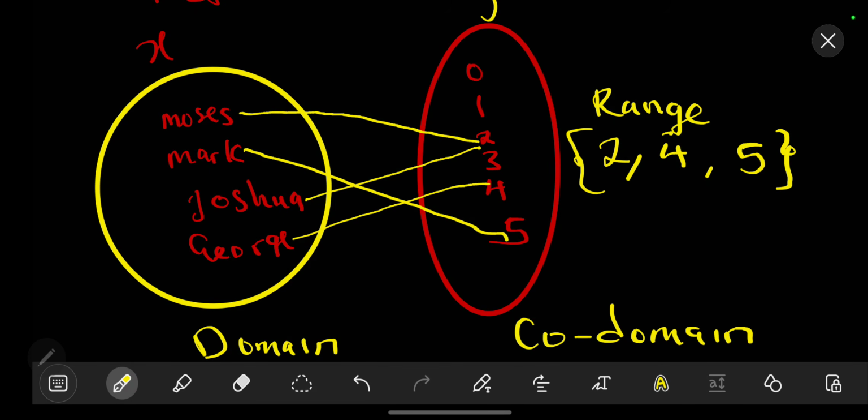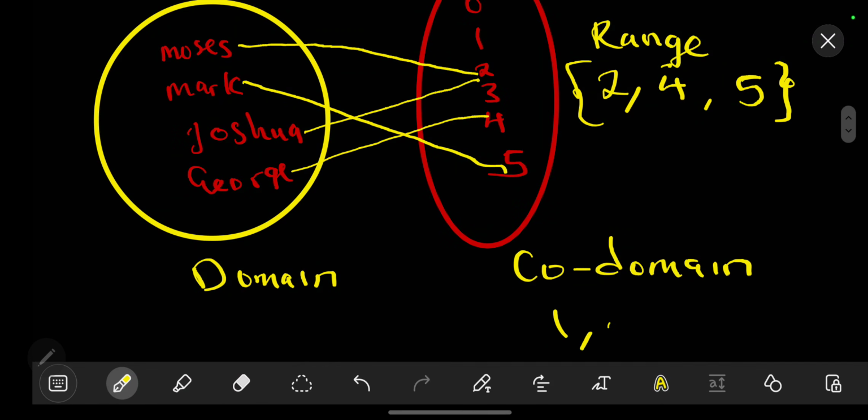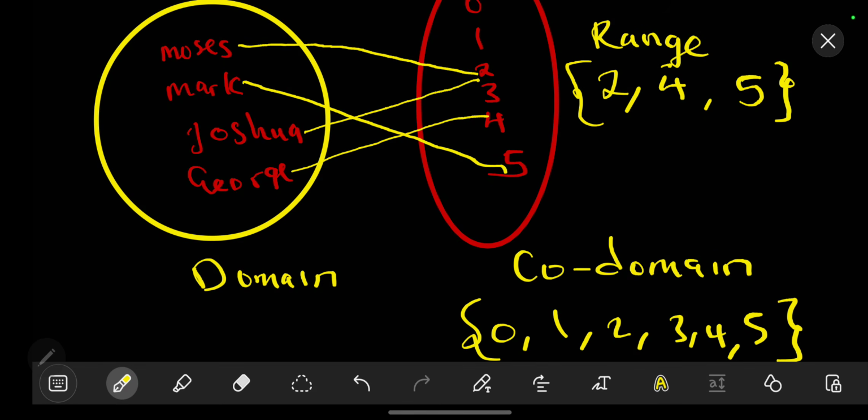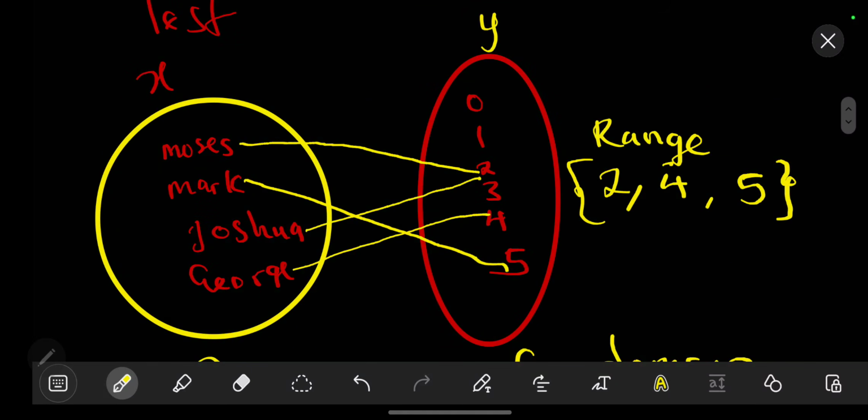Then our codomain is every mark that was there. So our codomain is the whole thing, 1, 2, 3, 4, 5, including 0, since there was a chance of getting a 0. So the codomain is made up of everything. Then the domain is what was used. In this case, the people who participated were Moses, Mark, Joshua, and George.